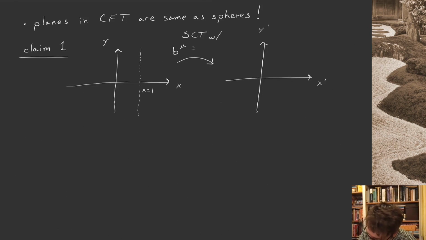I'm going to set the v vector equal to 1 in the x direction and 0 in all the others. When I do this, I find that the plane at x equals 1 becomes a sphere centered at the origin with radius equal to 1. That's what the special conformal transformation does to planes. It sends them to spheres. So I've left you to work out the details as an exercise.